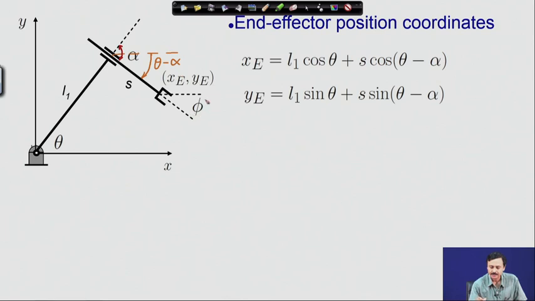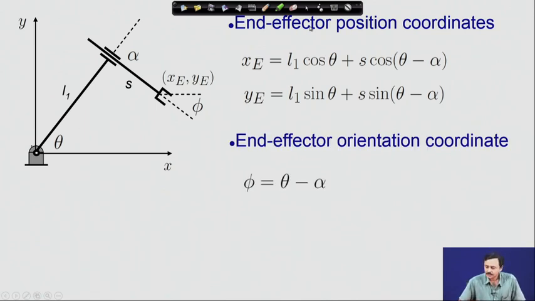And you can also check that this phi is nothing but theta minus alpha, which is the orientation of the end effector. So, to present that formally, the end effector orientation coordinate phi is given by theta minus alpha. We are measuring angles counterclockwise. Any angle being measured in the clockwise sense will be negative.